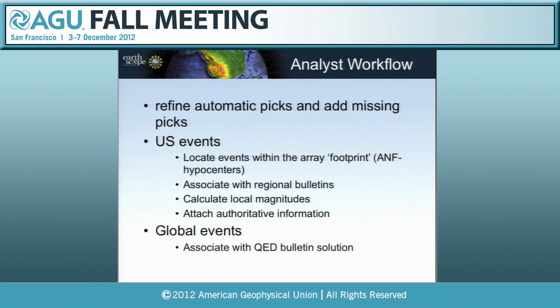Next. So we have an analyst review come in afterwards. They refine the automatic picks and add missing picks. For U.S. events, the process is that we locate the events within the array footprint, associate them with the regional bulletins, catalog them, calculate local magnitudes, and attach authoritative information. If there's a regional network involved, we will attach them as authoritative, and we would be a secondary author of an origin.